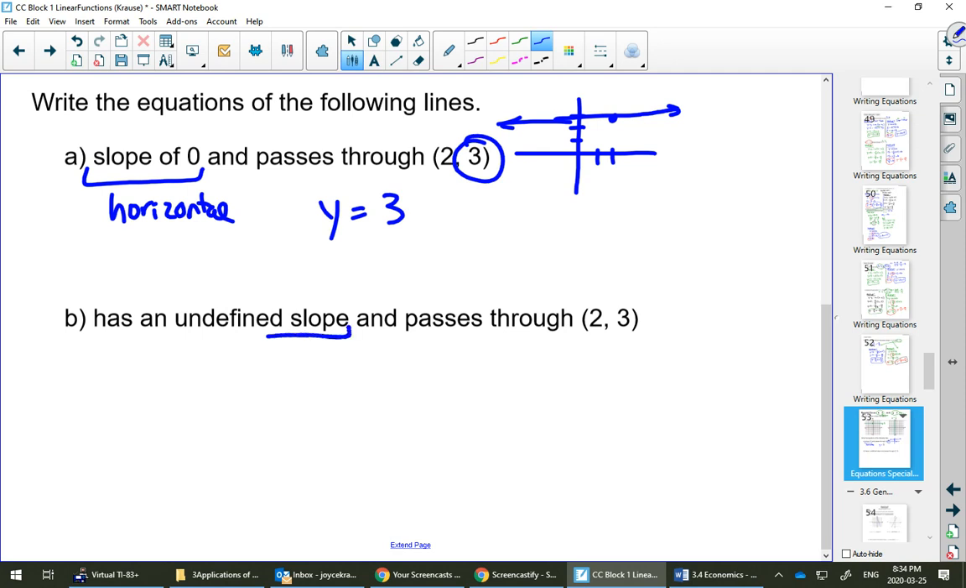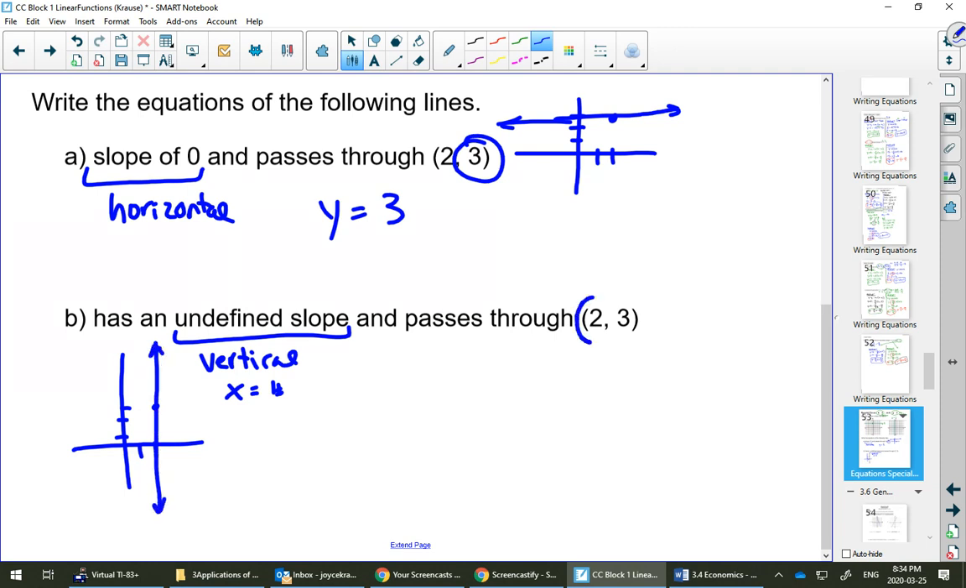If something has an undefined slope, then it's a vertical line, meaning it's going to be x equals something. Now it's passing through (2, 3), so we plot points. (2, 3) is here. It's a vertical line, so x is staying constant the whole time, so x equals 2.